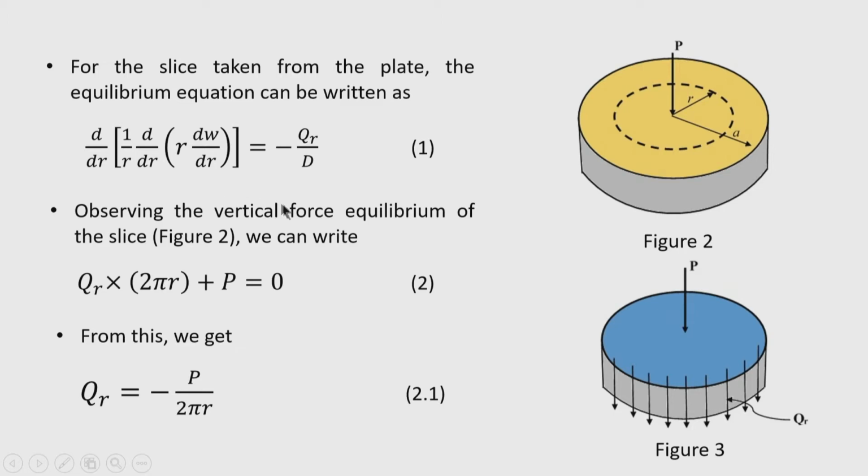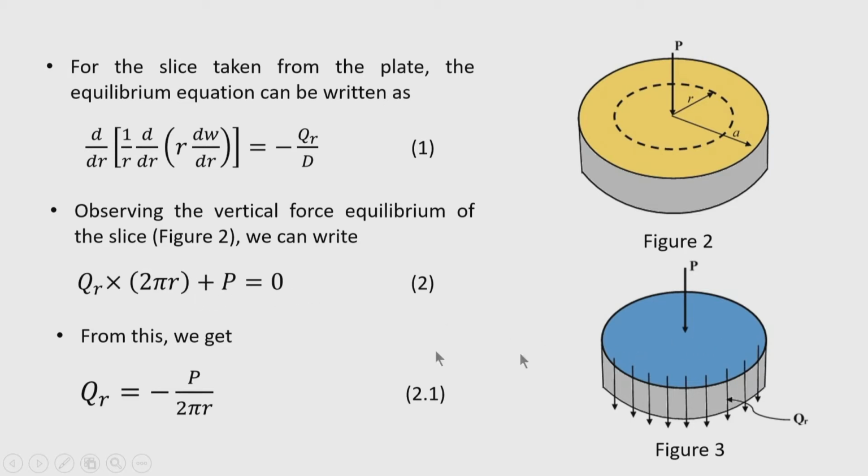Now, observing the vertical force equilibrium of the slice in the figure, at any radial distance the total vertical shear is Q r multiplied by the length of the slice. The slice is circular in shape, so the perimeter will be 2 pi r. So Q r into 2 pi r is the total force. This must be balanced, so we can write it with a positive sign and equate to 0.